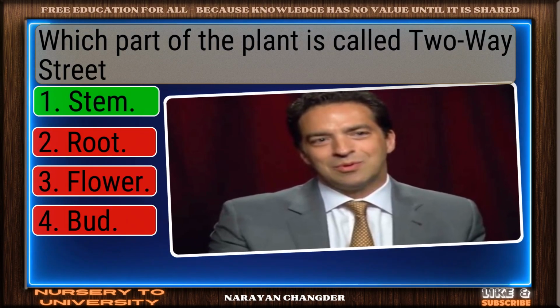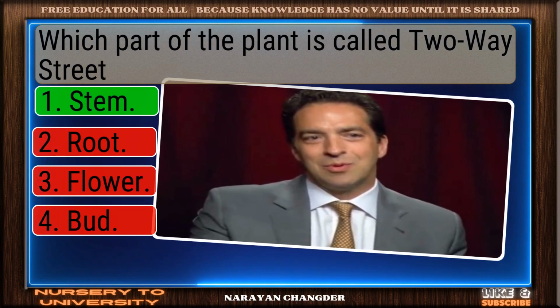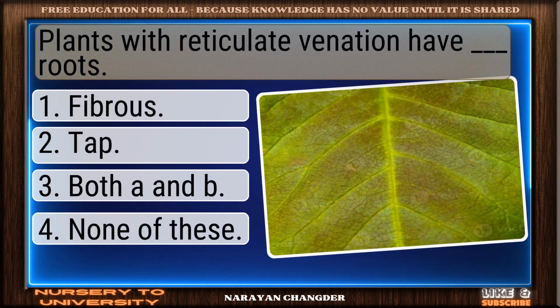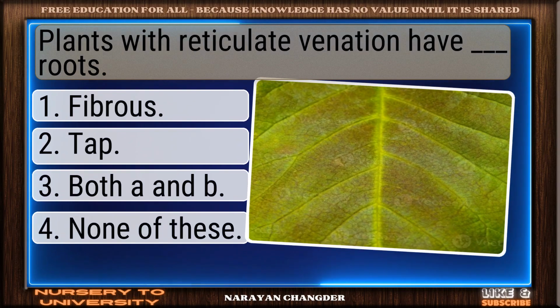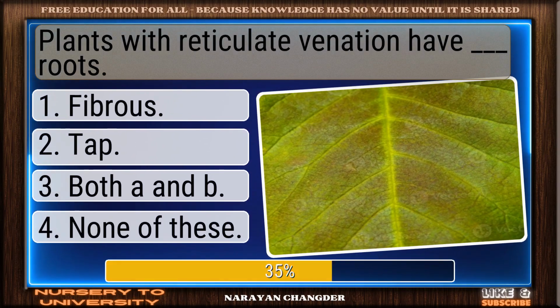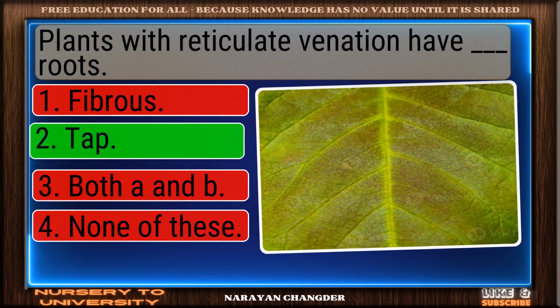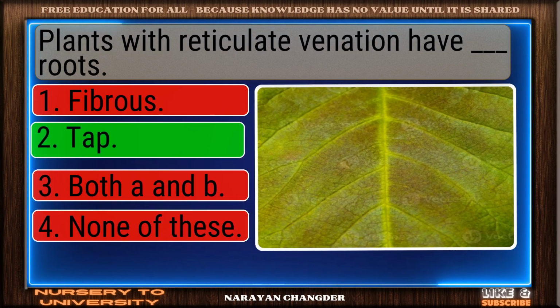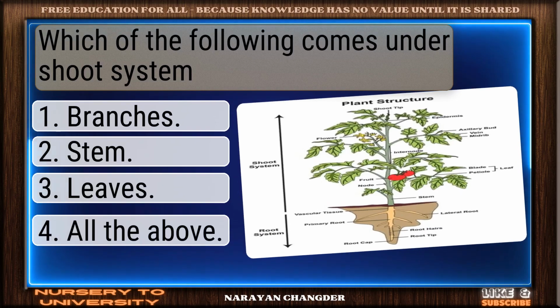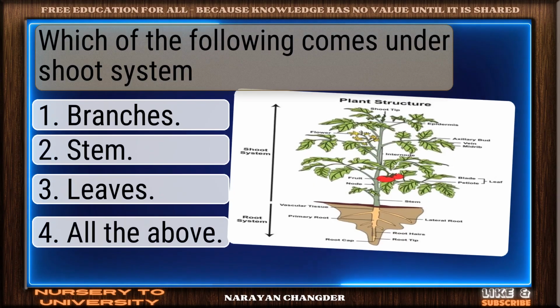Excellent choice. Stem is the right answer. Plants with reticulate venation have dash roots. Nice work. You chose tap and it is correct. Which of the following comes under shoot system?